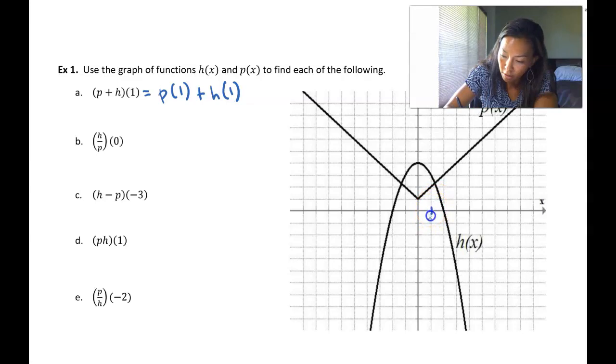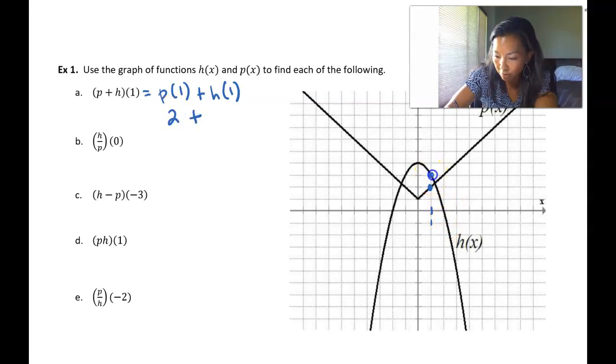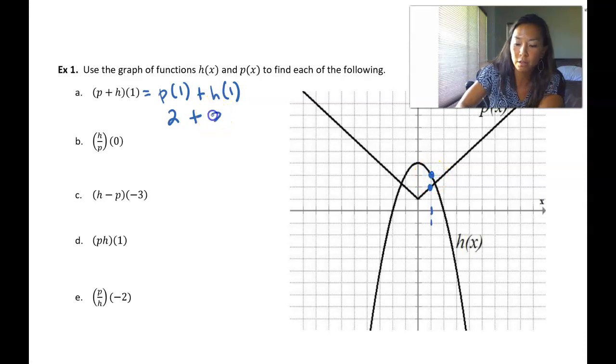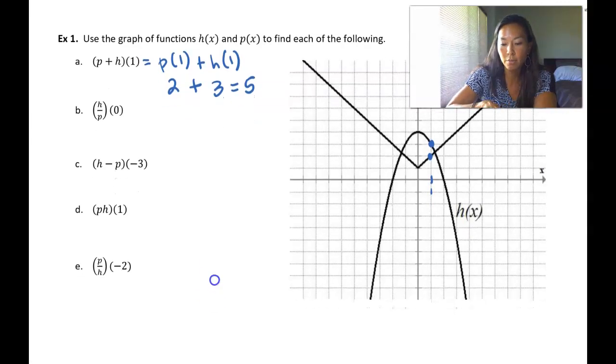So P of 1, here's 1. It's going to be right there, that output is 2. Okay. And then h of 1, here's my h graph, that output is 3. So this is going to be 5. Okay, so take a moment, press pause, and complete the rest of these. And I will fill in the rest of the answers in a second. And then you can ask Mr. Kakutani if you have more questions on this example.